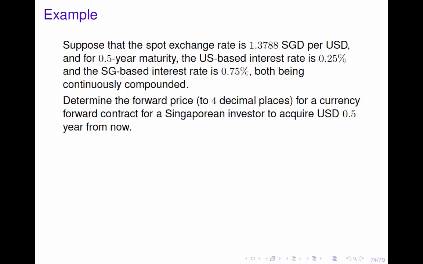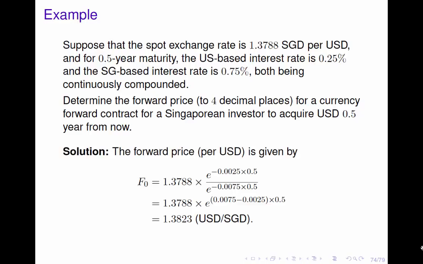Suppose that the spot exchange rate is 1.3788 Singapore dollars per $1, and for half a year maturity, the US-based interest rate is 0.25%, and that of the Singapore-based is 0.75%. Both rates are continuously compounded. Given the above information, can you determine the forward price for a currency forward contract for a Singaporean investor to acquire US dollars half a year from now? This is essentially to determine the forward exchange rate. Using the formula derived in the previous slides, we can get the forward price per $1 as follows.